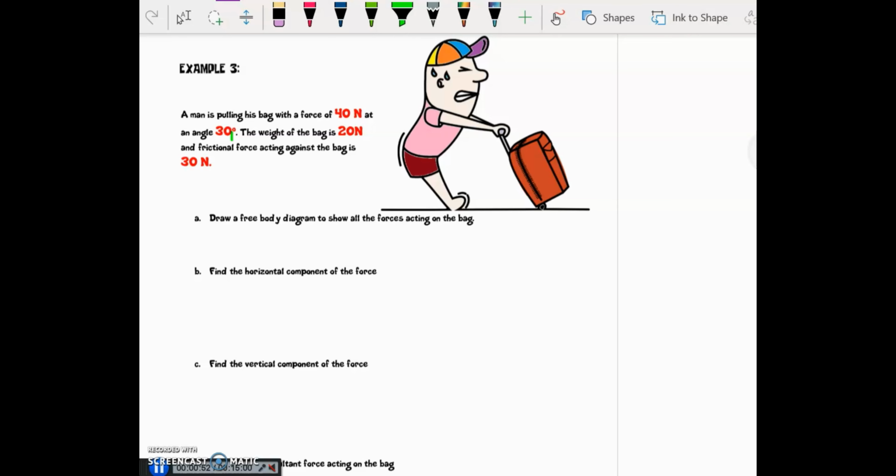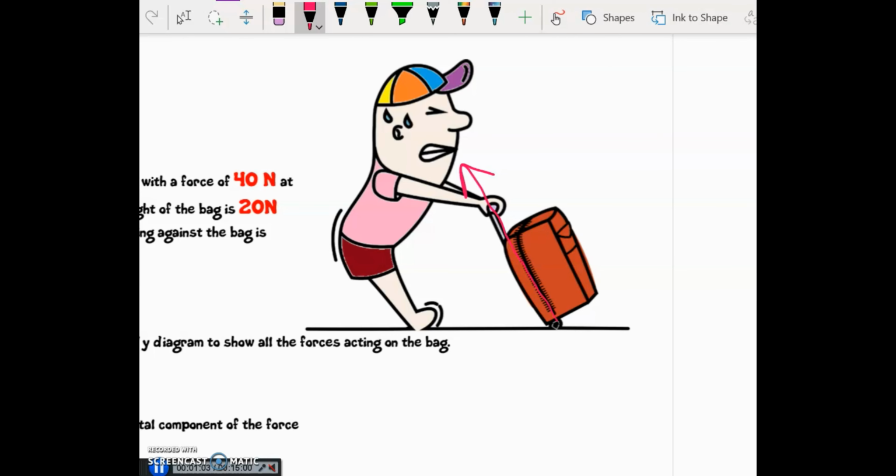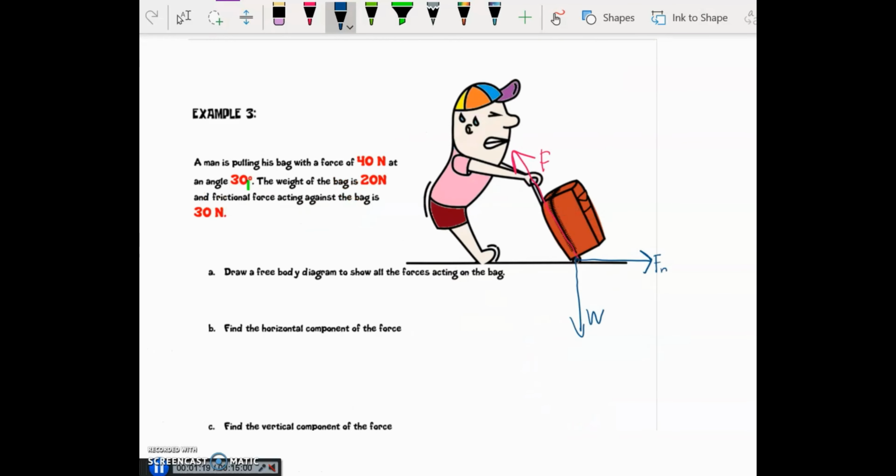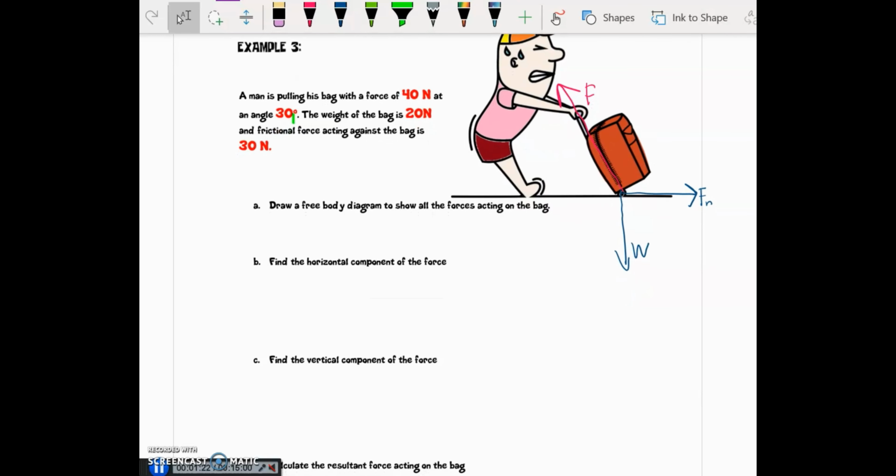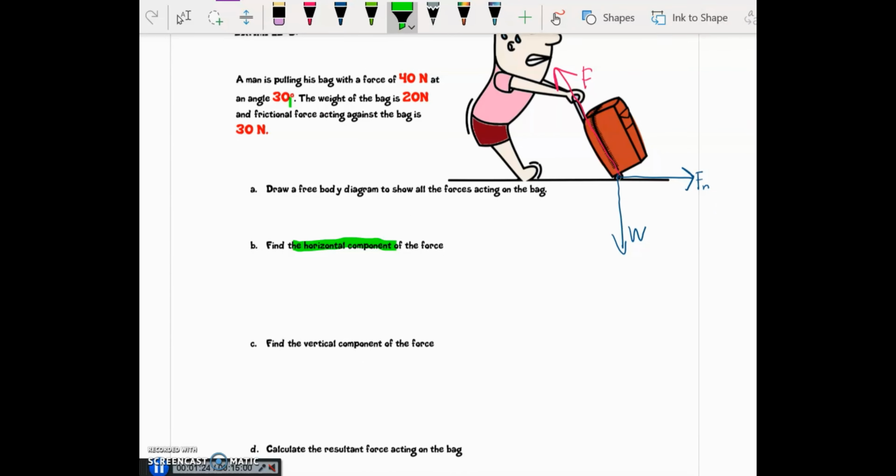Okay, so to draw the free body diagram, let me zoom the diagram first. The boy is pulling, so we label the pulling force as F, and then we have the weight of the bag, label it as W, and the frictional force acting against the motion of the bag as Fr. Next, draw the horizontal component of the force. So the force here is force F.